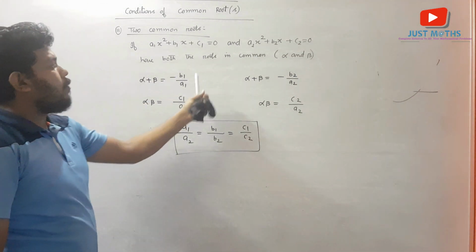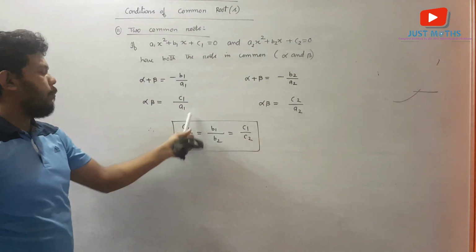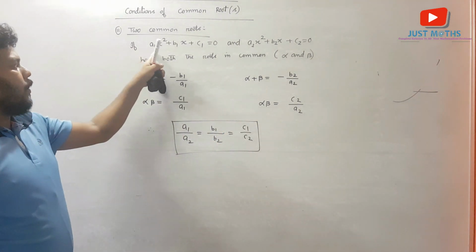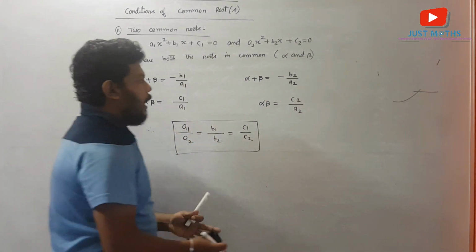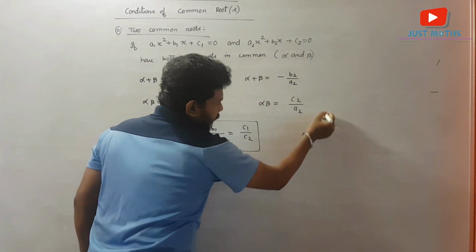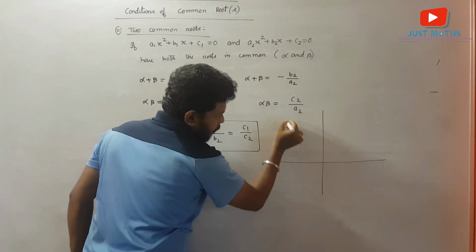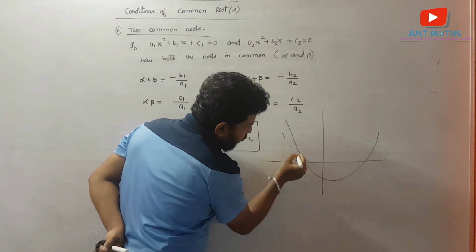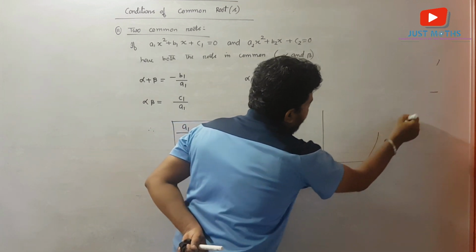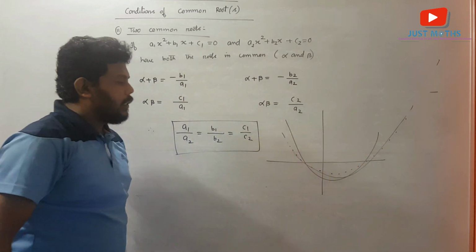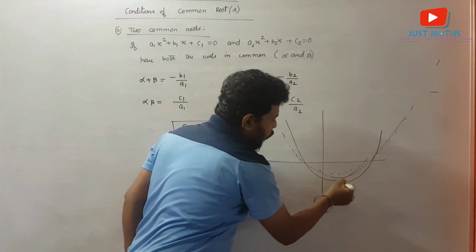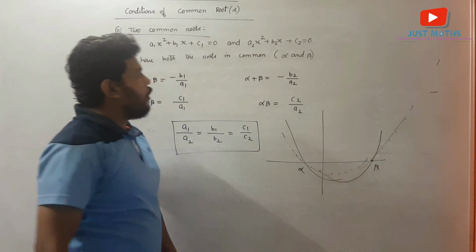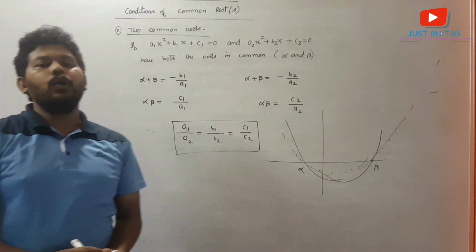When they have both roots in common, we get a1 by a2 equal to b1 by b2 is equal to c1 by c2. That is, the two quadratic equations will coincide with each other and the graph will be like this. This is your first quadratic equation, this is your second, something like this. They will have two common roots. This is your alpha and beta. These are the conditions of common roots.